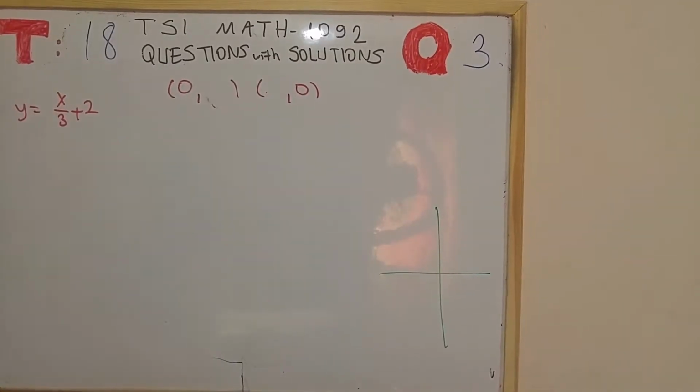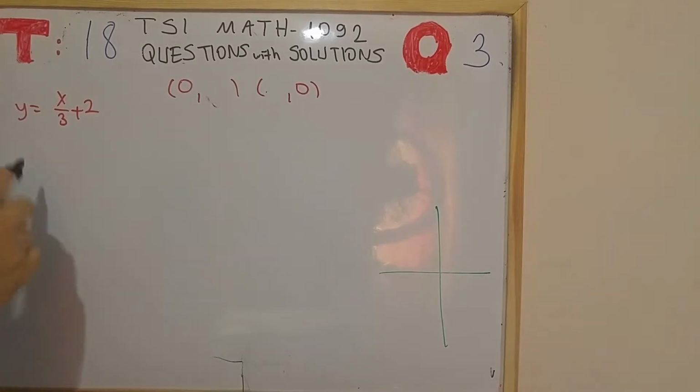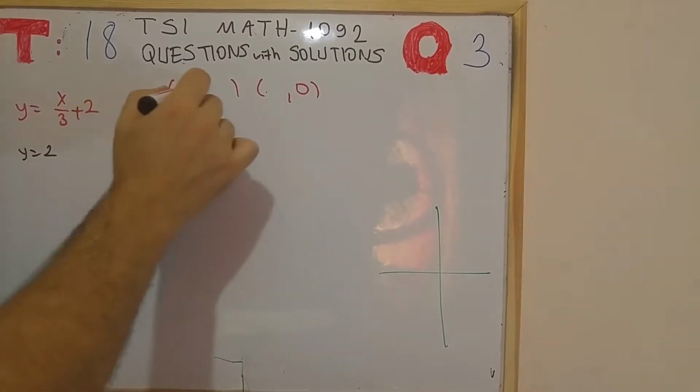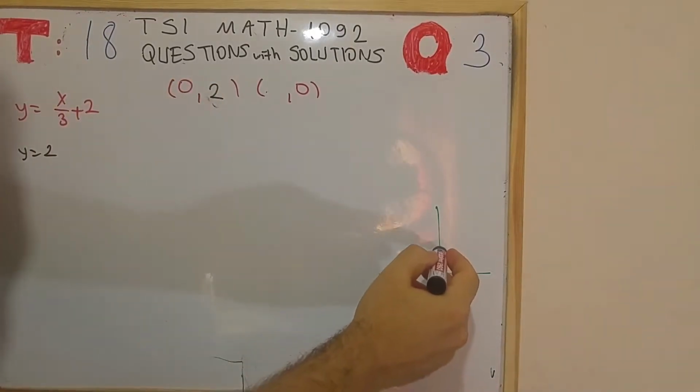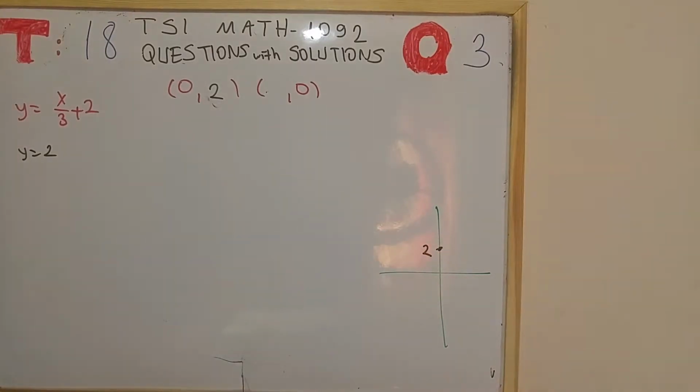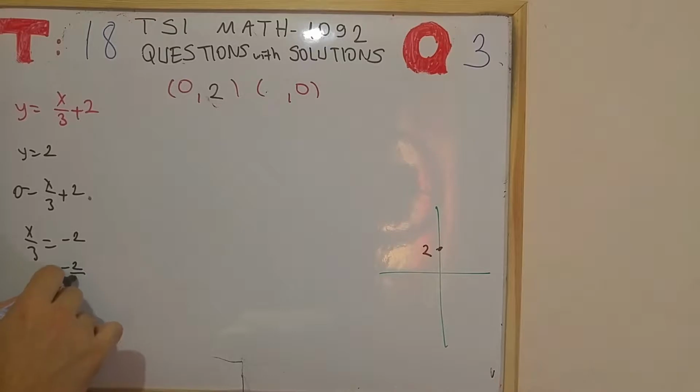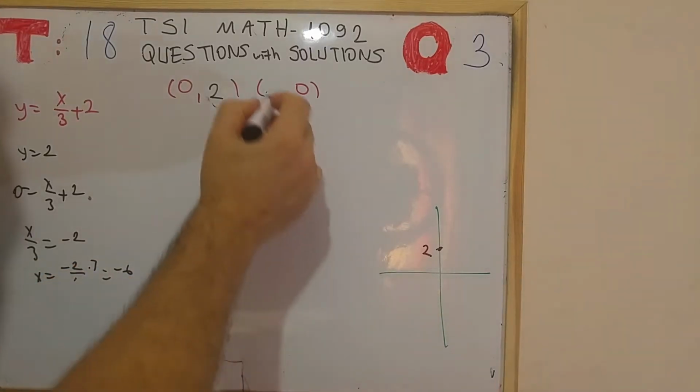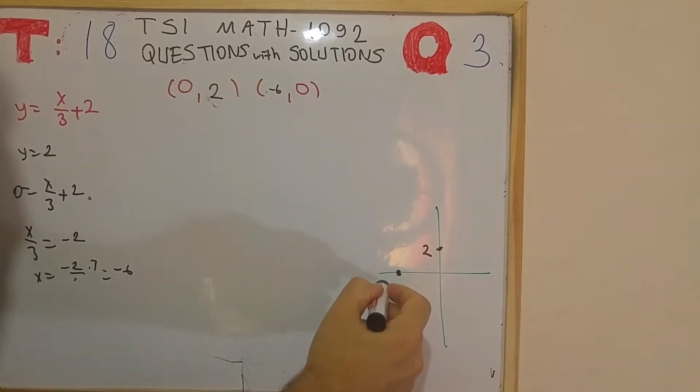And that's where the axes are cut. When x is equal to 0, y is equal to 2. So one of the points is 0, 2, something like this. And let's find out the other point. When y is equal to 0, x over 3 plus 2 is equal to 0. Therefore, x over 3 is equal to minus 2, and x is equal to minus 2 times 3, that is equal to minus 6. So that must be something like here. And the line must pass through these 2 points.